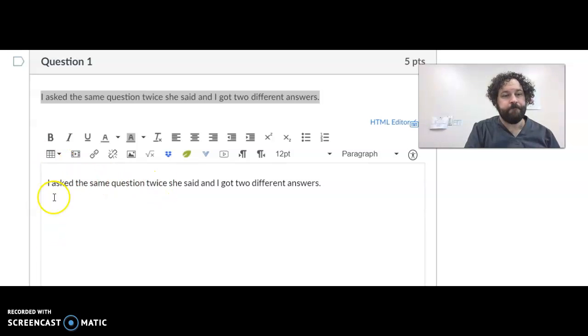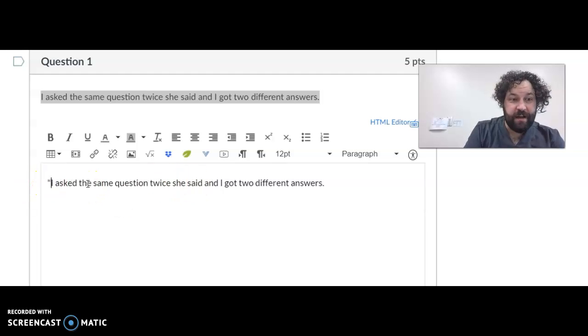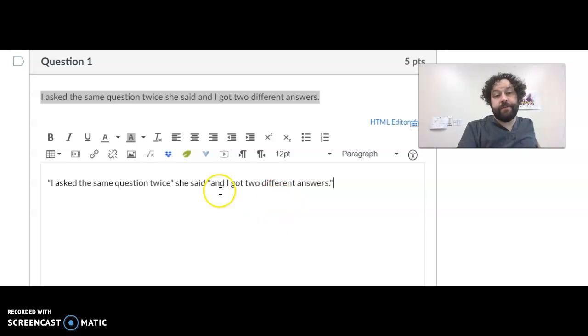So, once we got the entire thing in the right space, we have to decide what's being said out loud. The part that's being said out loud is, I asked the same question twice, and I got two different answers. Okay, it's a compound sentence. There's a dialogue tag in the middle of she said. So we got to put quotes around the stuff that's being said.